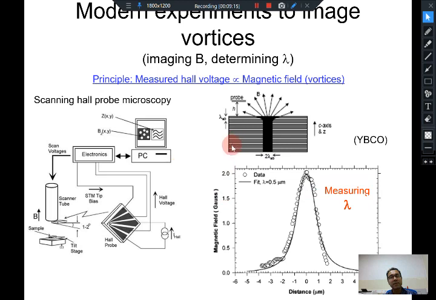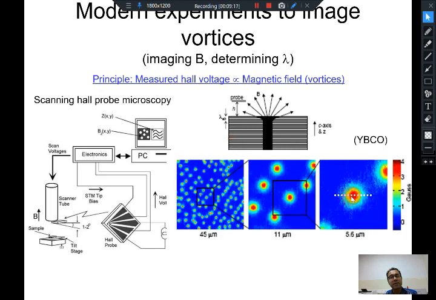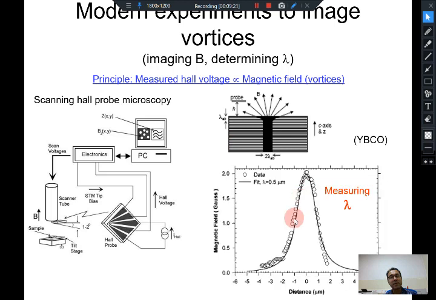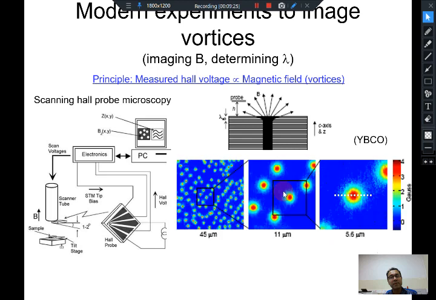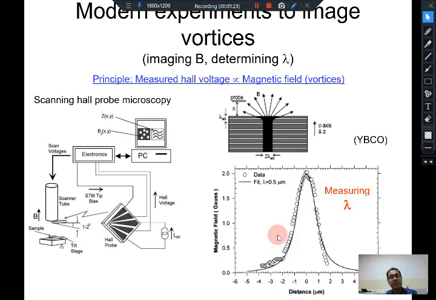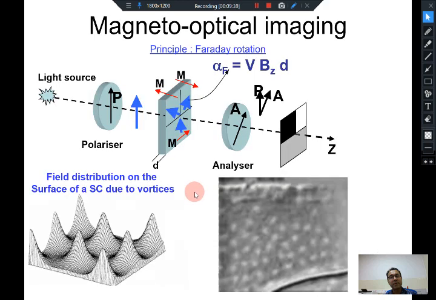By measuring the magnetic field distribution around a given vortex, you can also measure the superconducting penetration depth lambda, because that distribution is spread over a distance lambda. So you can do a fitting and measure lambda around a given vortex. That gives a very sensitive measure of lambda. There are other techniques, namely the magneto-optical imaging technique.